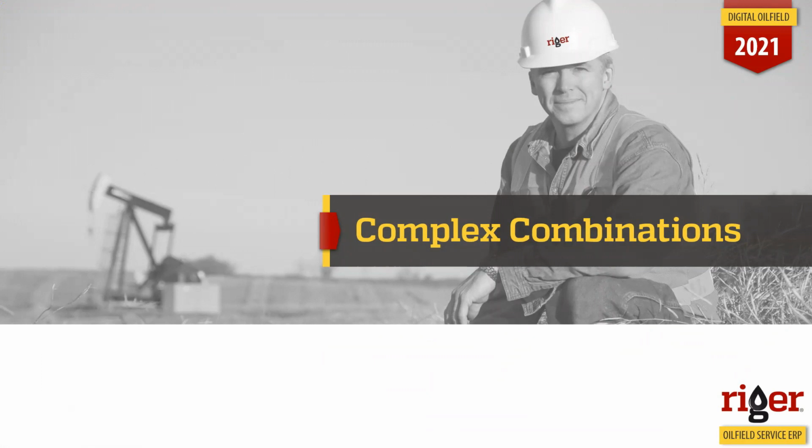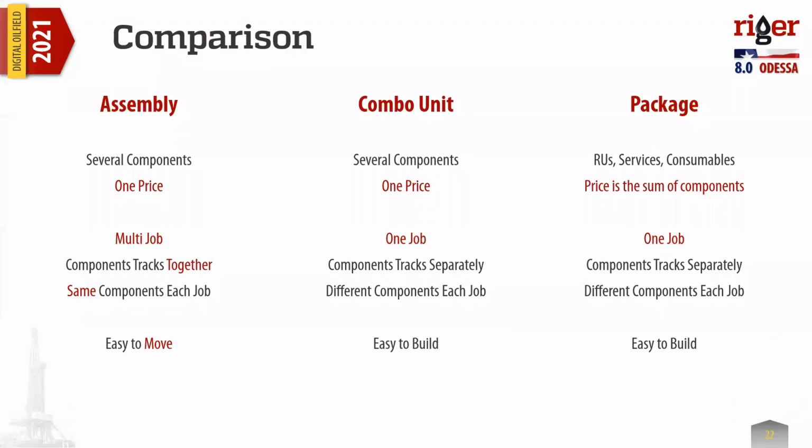Now, we do have these 3 types of combinations, these bundles, that will cover very much of the field, most scenarios in the field. But still, we will always run into situations where we need some other complex stuff to happen. So we will talk about complex combinations, but before that, let's sum up the difference between the 3 bundles that we have discussed: assemblies versus combo units versus packages.